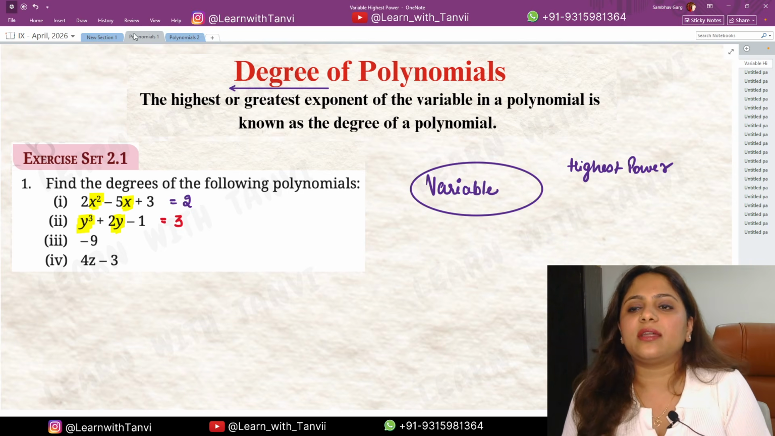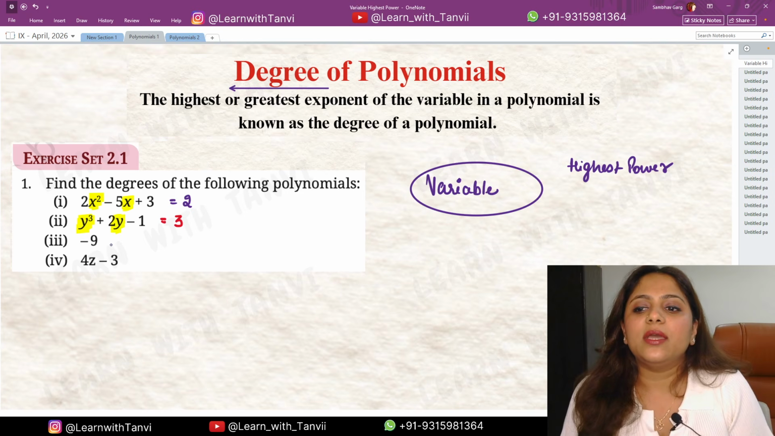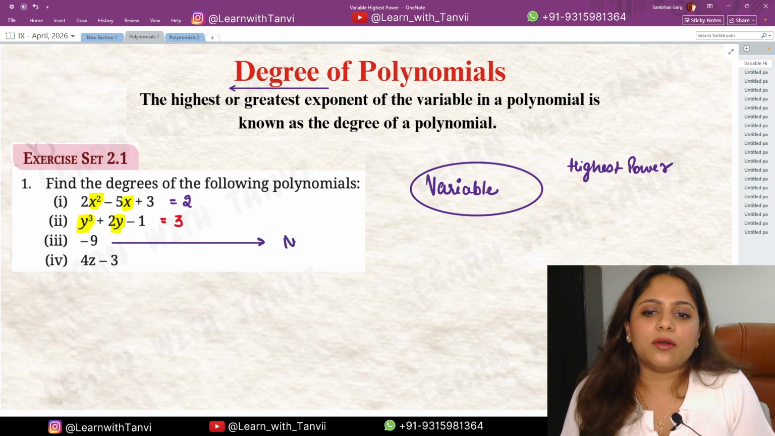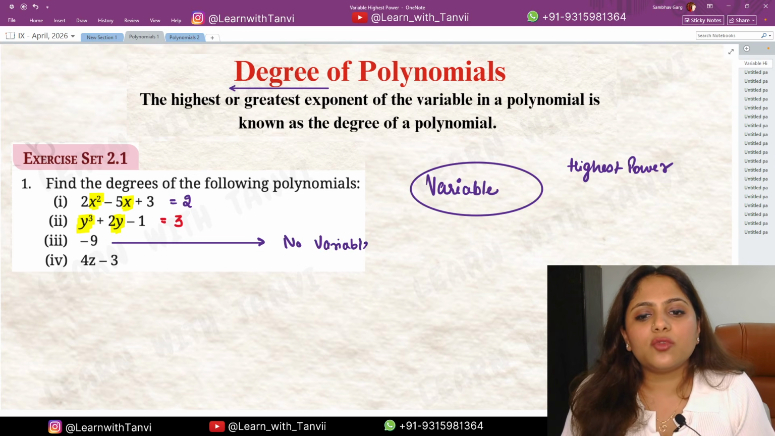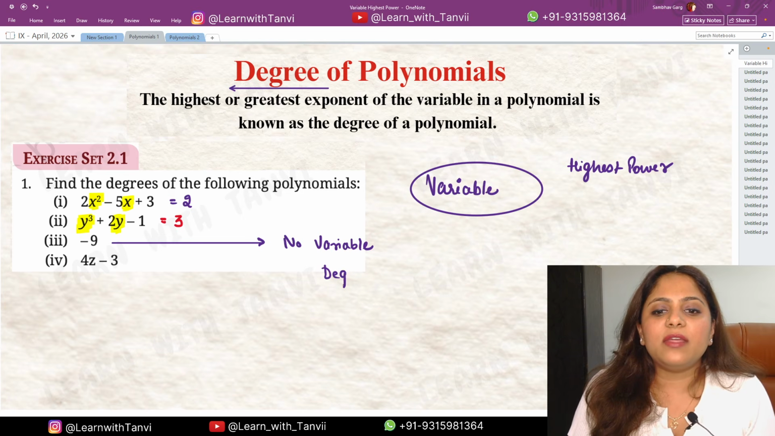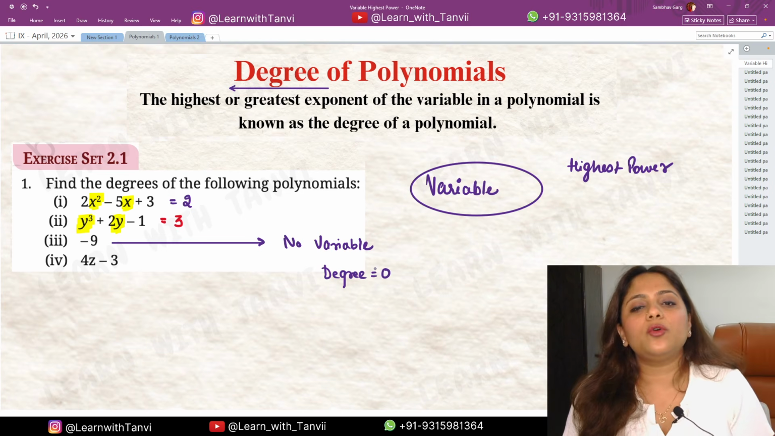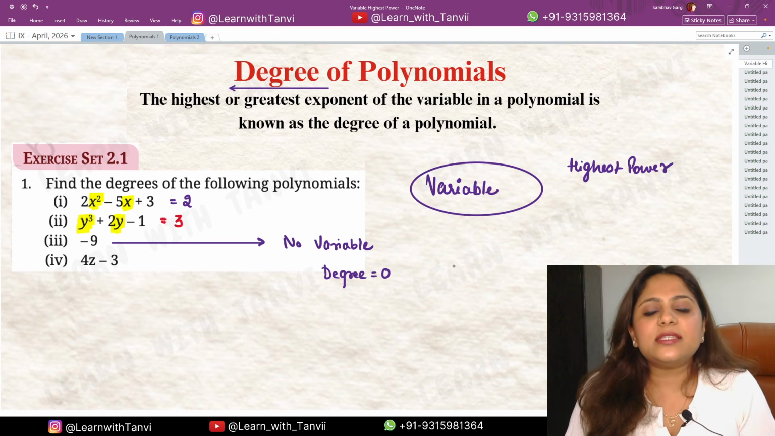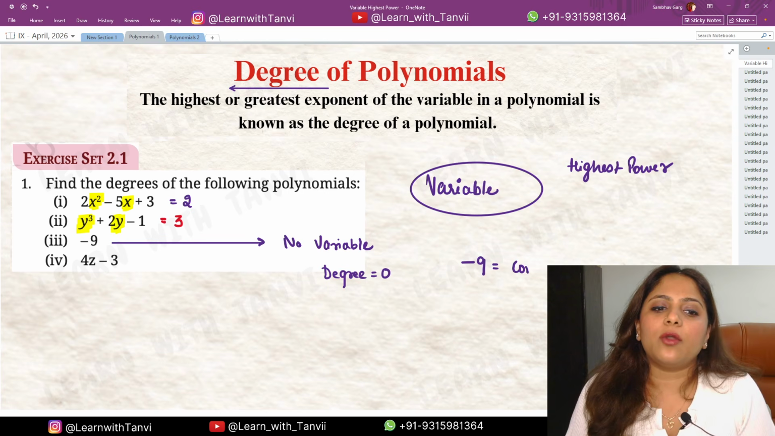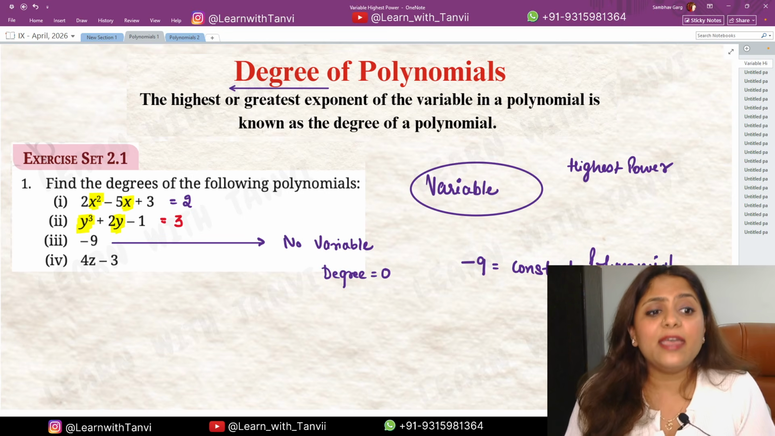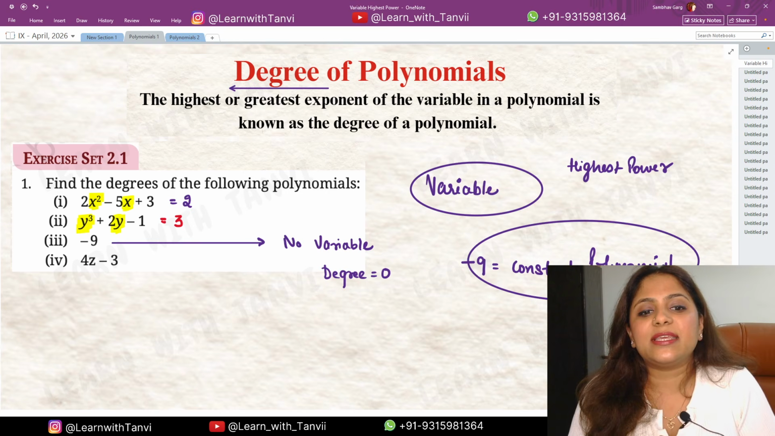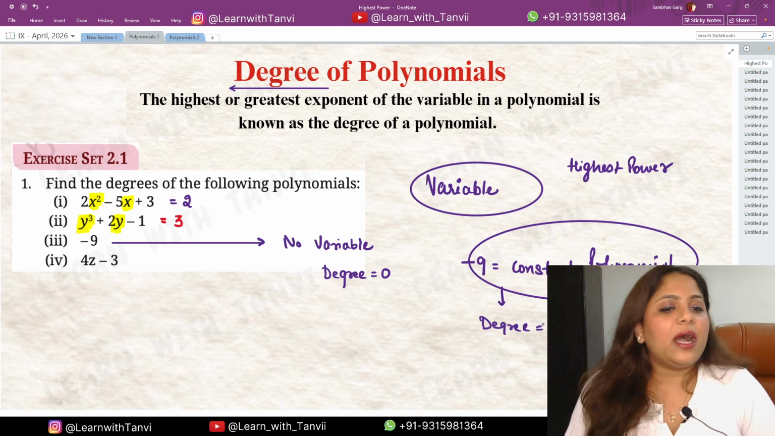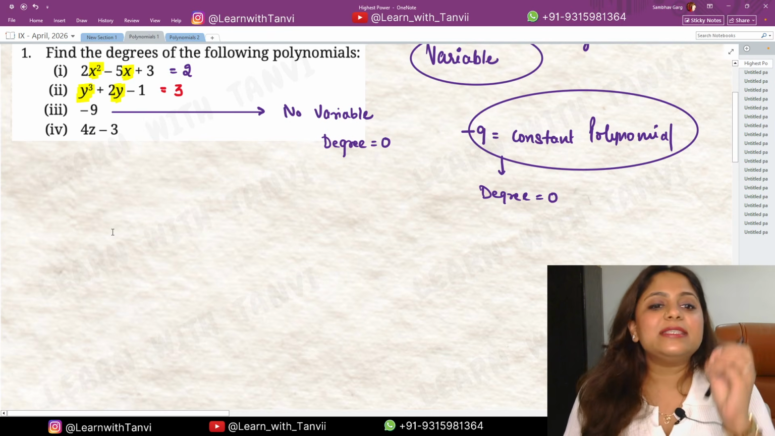Now, in the third part, understand that there is no variable here. कोई variable नहीं है. If there is no variable, that means the degree will be 0. Why will the degree be 0? क्योंकि variable ही नहीं है और degree हमेशा variable की होती है. And this is called a constant polynomial. तो एक आप लर्न कर लीजिए, कांस्टेंट पॉलिनोमियल की डिग्री 0 होती है. बोर्ड में ये क्वेश्चन आता है, what is the degree of a constant polynomial? Constant polynomial has degree 0. Understood? कांस्टेंट पॉलिनोमियल की डिग्री 0 होती है.